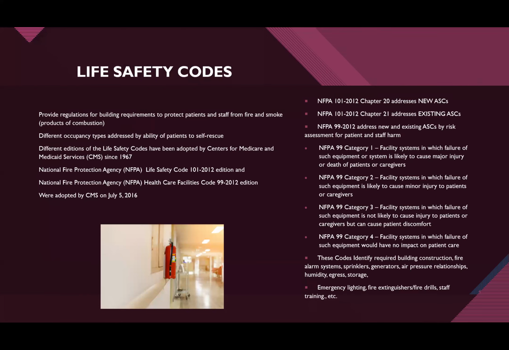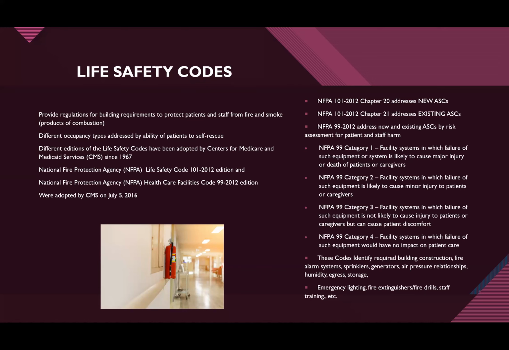The reason that date is important is that if your building was built and approved prior to July 5th of 2016, you are considered existing. If your plans were approved after July 5th of 2016, you need to follow the new chapters. So when we look at NFPA 101, Chapter 20 addresses new ASCs. So I need travel distances, I need a special med gas building. I mean, there's just new. If I am existing, then Chapter 21 addresses how my existing ambulatory surgery center can be built.